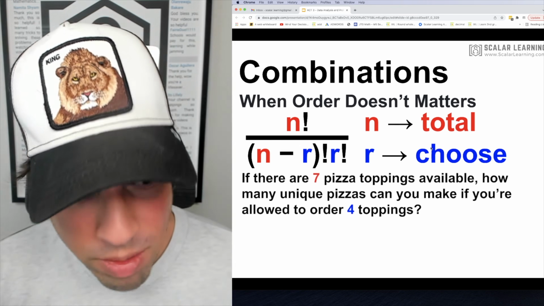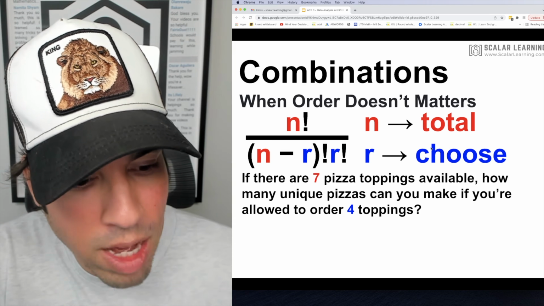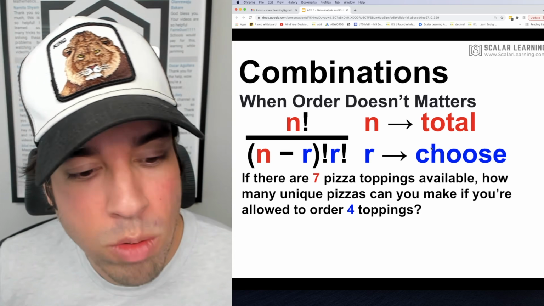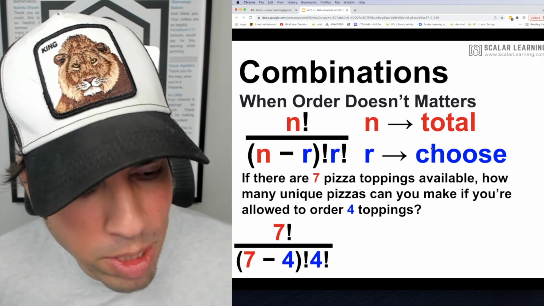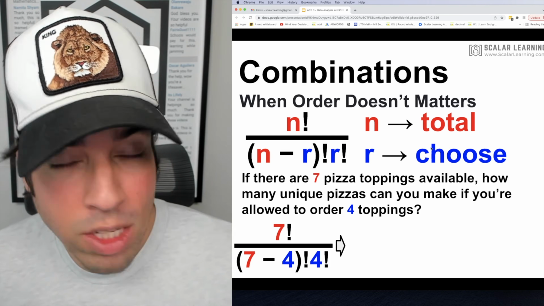So here's our example. If there are 7 pizza toppings available, how many unique pizzas can you make if you're allowed to order 4 toppings? So again, 7 total options. We're choosing 4. So we plug and chug into our formula, 7 factorial over 7 minus 4 factorial times 4 factorial. So again, that 7 minus 4 is going to be 3.